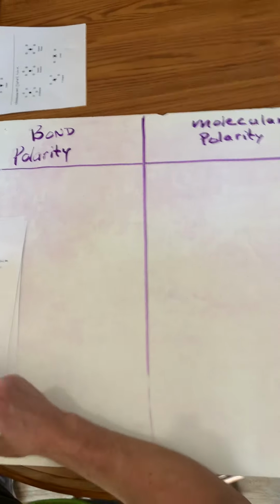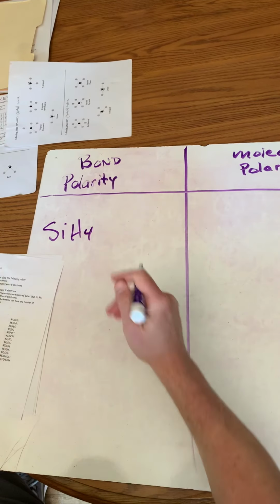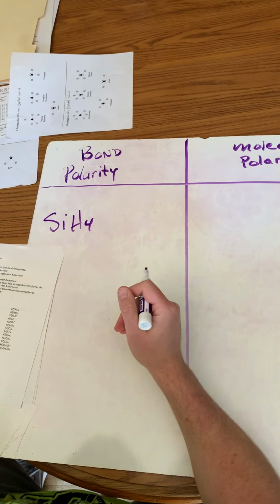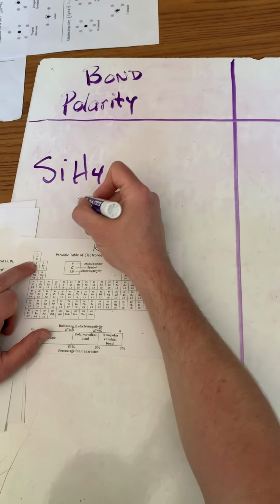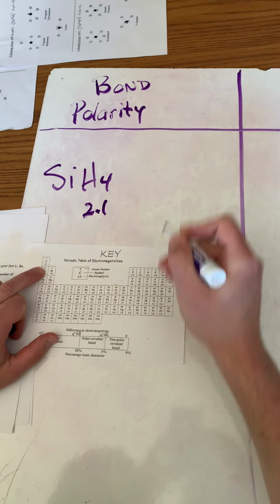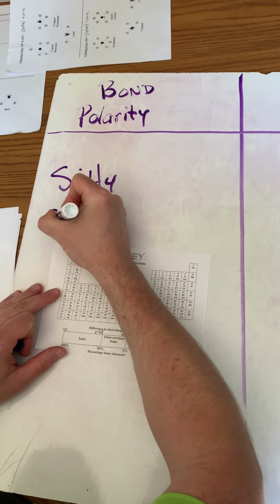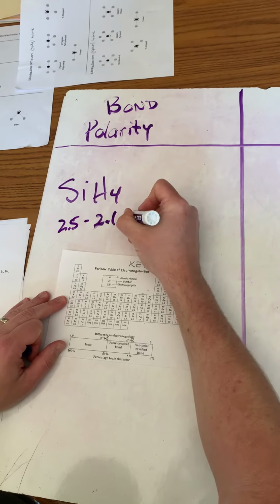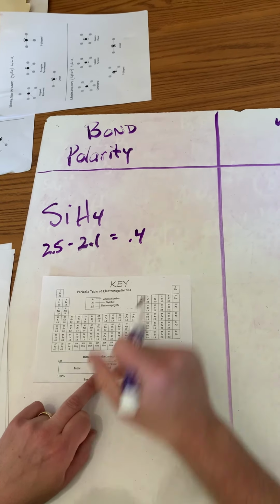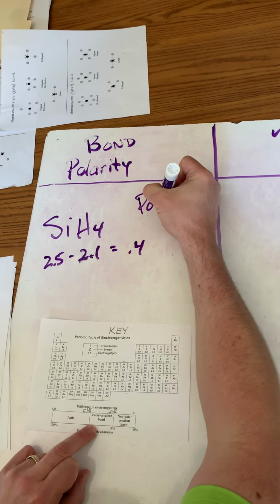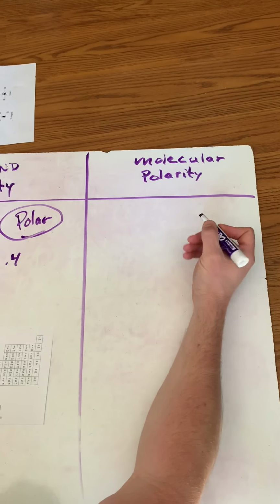SiH4. So first thing we're going to do is look at the electronegativity difference on these. So H is 2.1, Si is 1.8. Subtract them, we get 0.4, and that puts you right in here in the polar covalent. So it's a polar bond. Let's check its molecular shape.